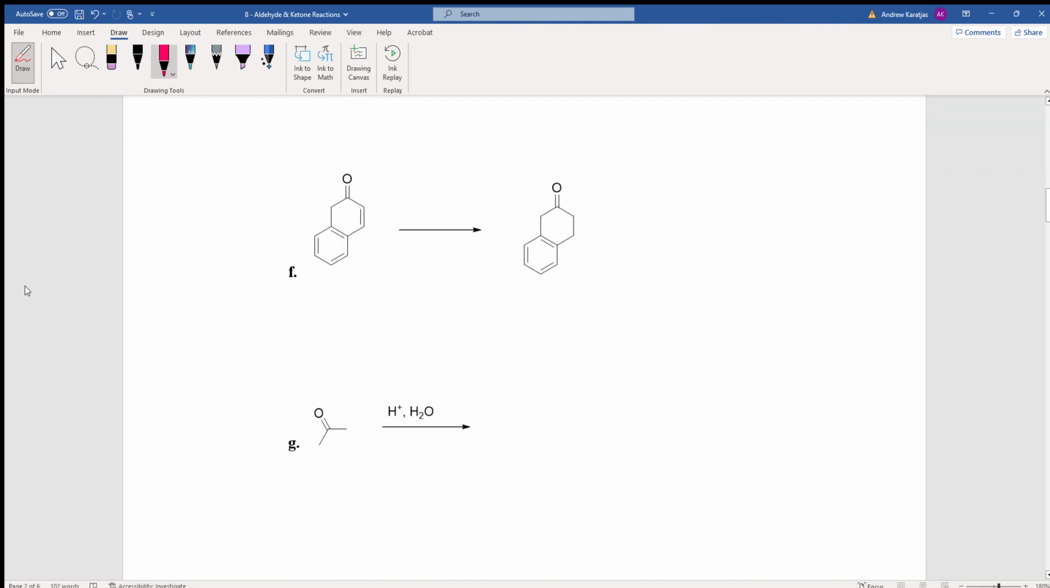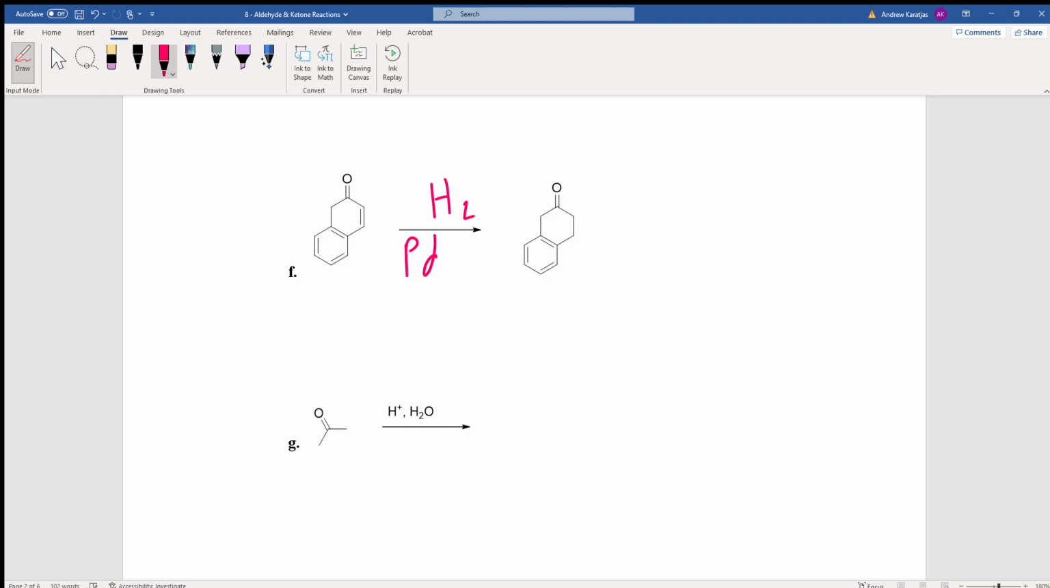Part F, we've given you the starting material and the product, but no reagent. And if you look at this, it looks like it's a 1,4 addition of hydrogen. But we don't actually have a way to do that, nor do we need a way to do that, because we could also just think of this reaction as hydrogenation.